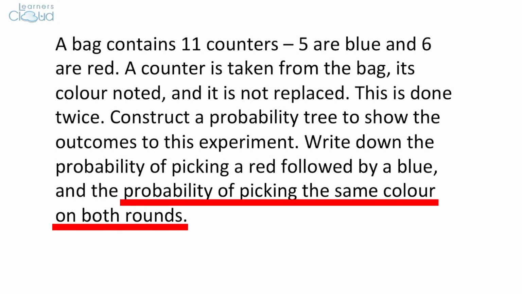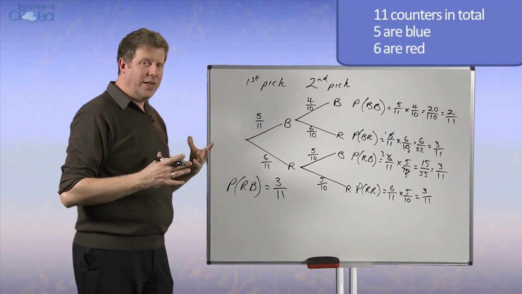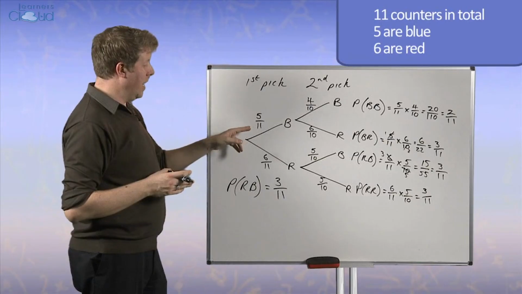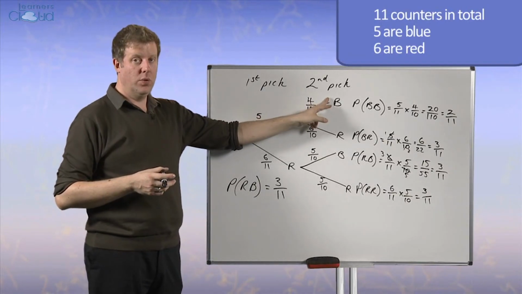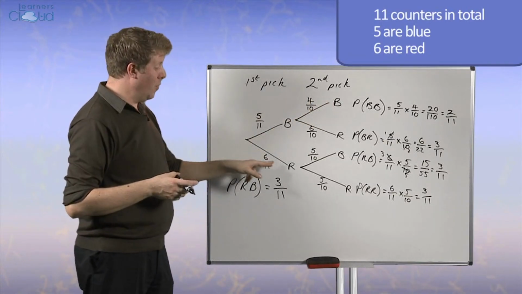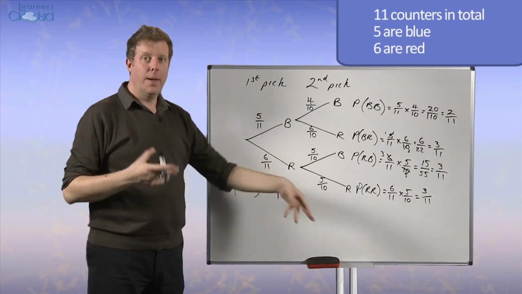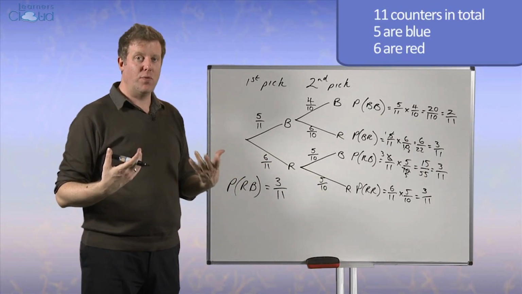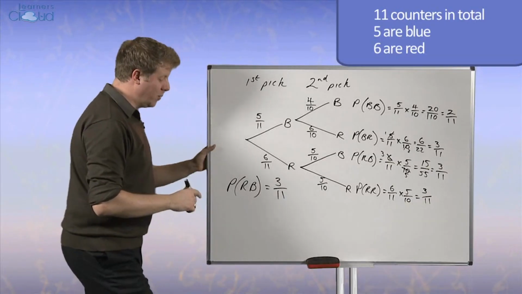The last part of the question says what's the probability of picking the same colour on both rounds? So this is slightly different because there's actually 2 ways in which that can happen. We could get a blue and then a blue, or we could get a red and then a red. Both of those satisfy that event, getting the same colour on both rounds. So we have to take that into account.